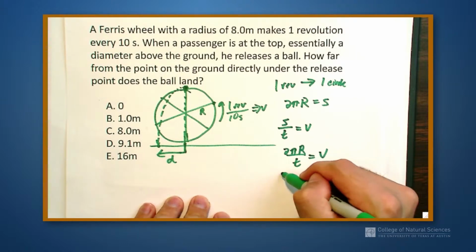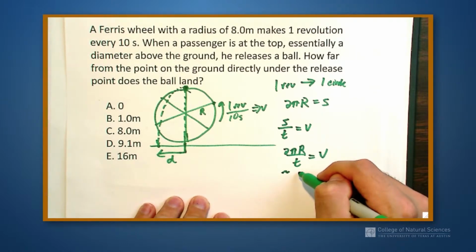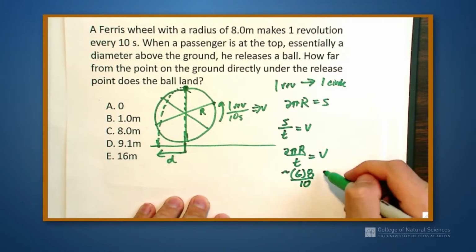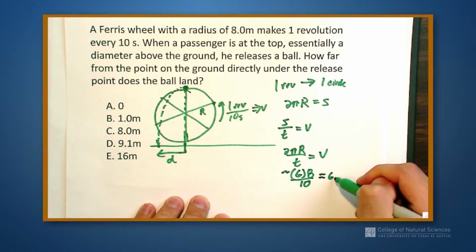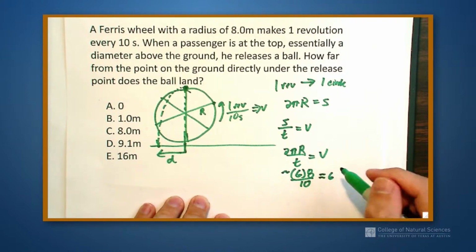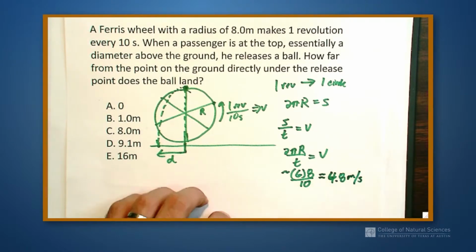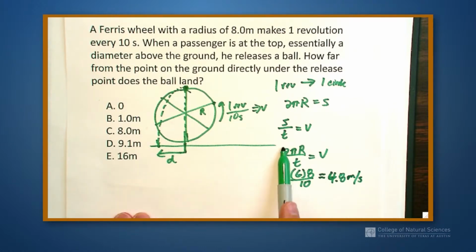This is going to be approximately equal to 6 times 8 divided by 10, or approximately equal to 4.8 meters per second. 6 times 8 is 48 divided by 10 is going to be 4.8. I approximated pi to be 3.143. Yeah, it's close enough. If I had to make a guess, I'd say that's probably closer to 5.